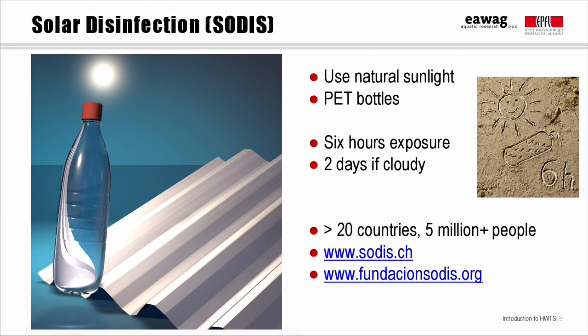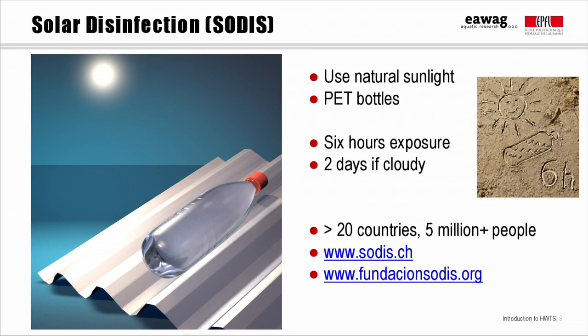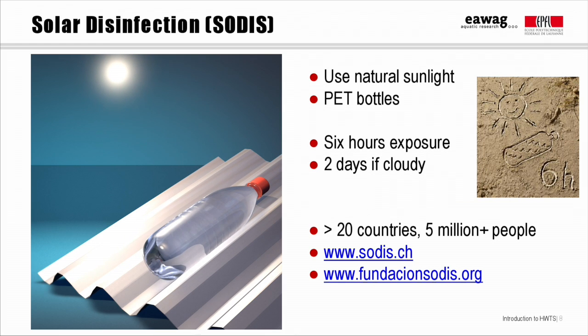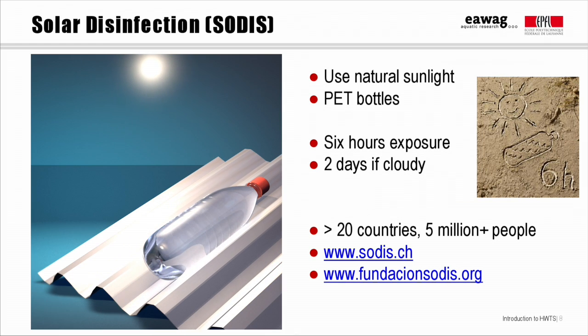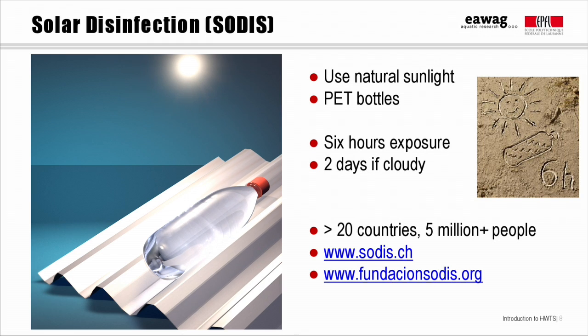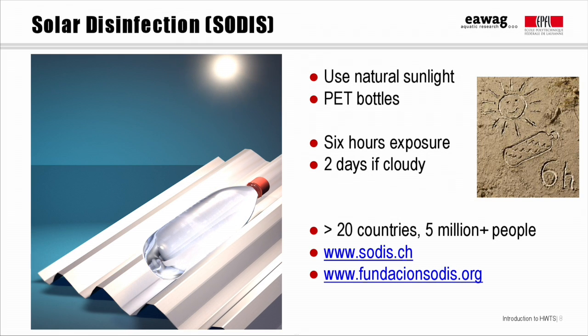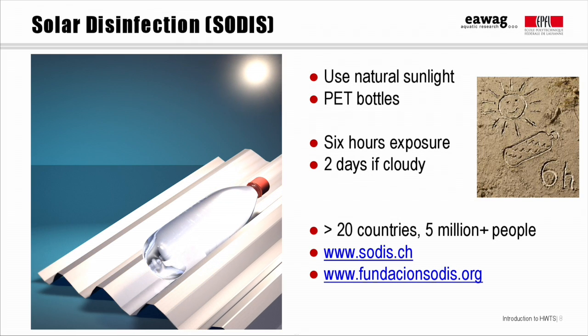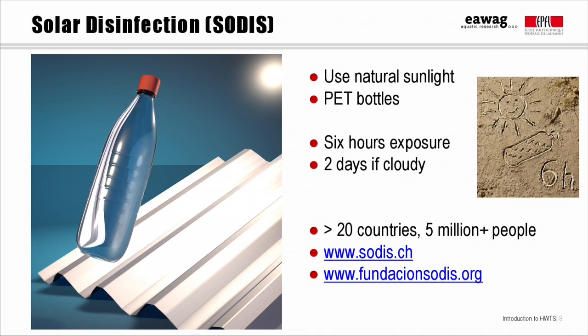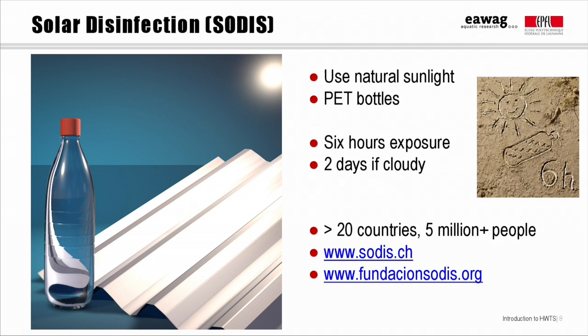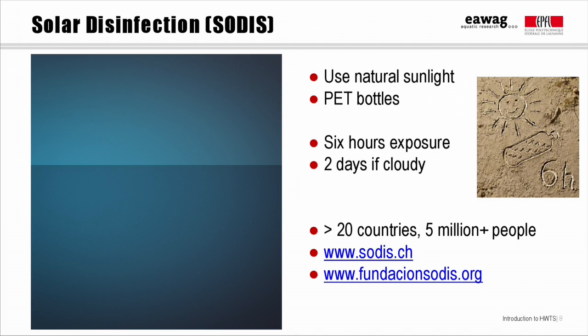Solar disinfection works simply by taking a clean plastic bottle, a PET bottle, and filling it with water, and then lying it on a flat surface, maybe a rooftop, and exposing it to natural sunlight for at least 6 hours, or if it's a cloudy day, for 2 days. After the sunlight exposure, the water is safe to drink. This SODIS technique has been applied in more than 20 countries, and more than 5 million people are using it today. For more information about SODIS, visit the Swiss website or Fundación SODIS for applications in Latin America.